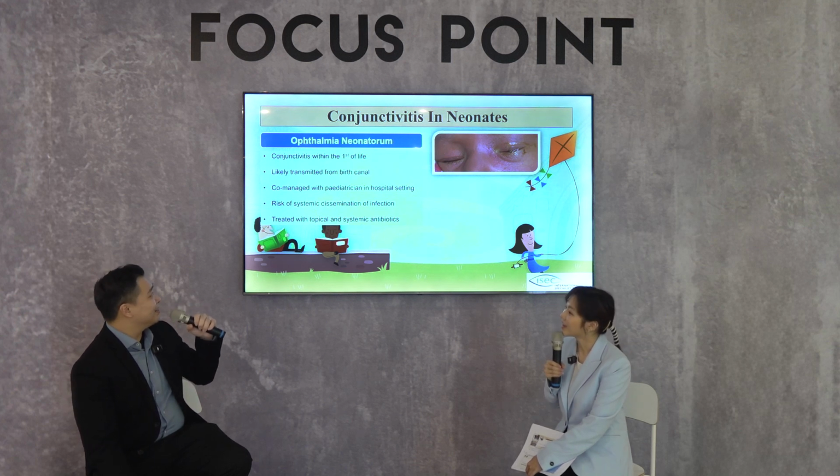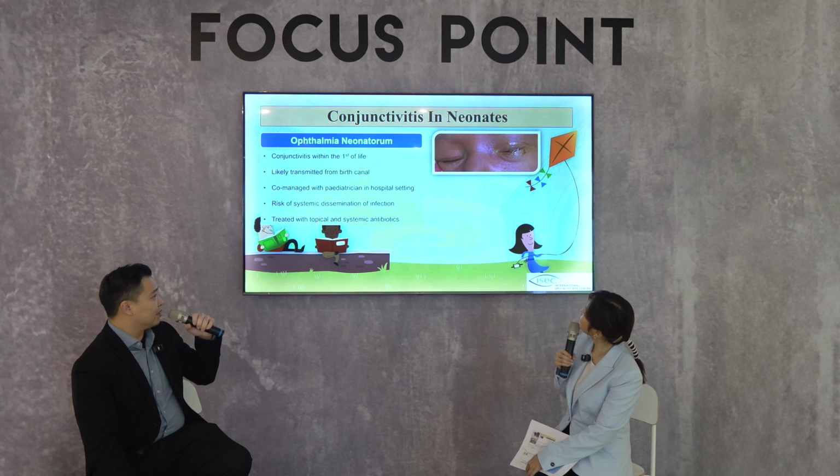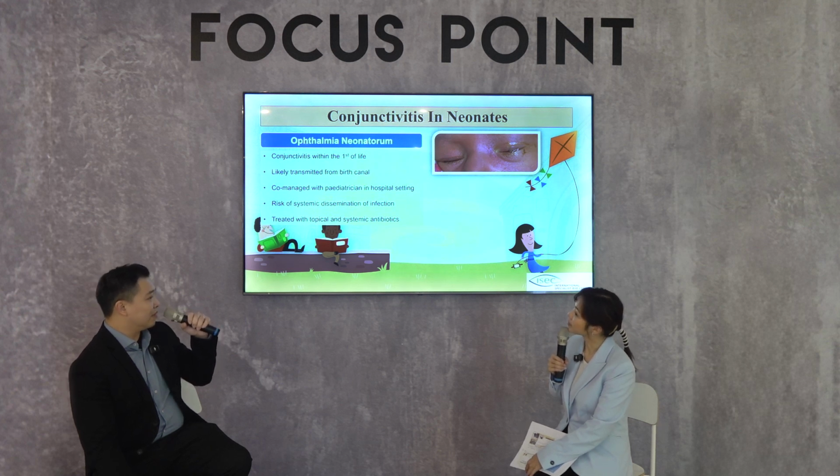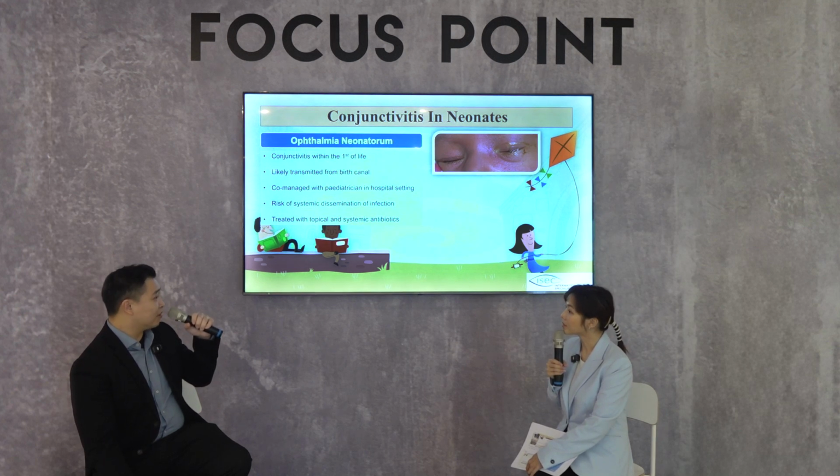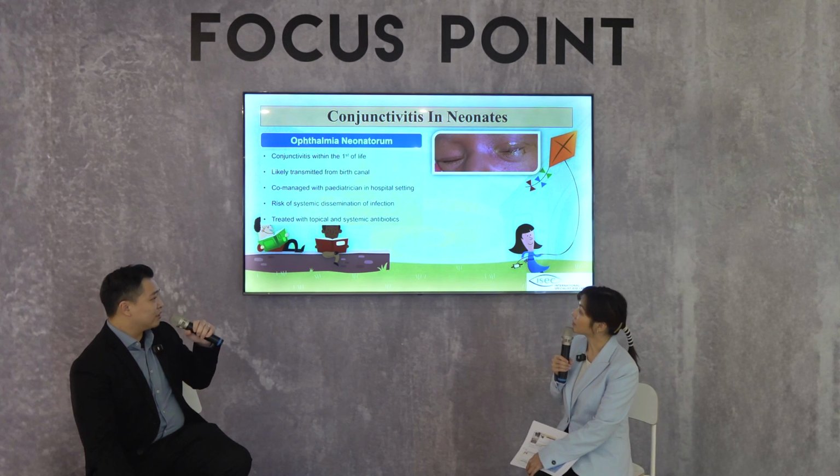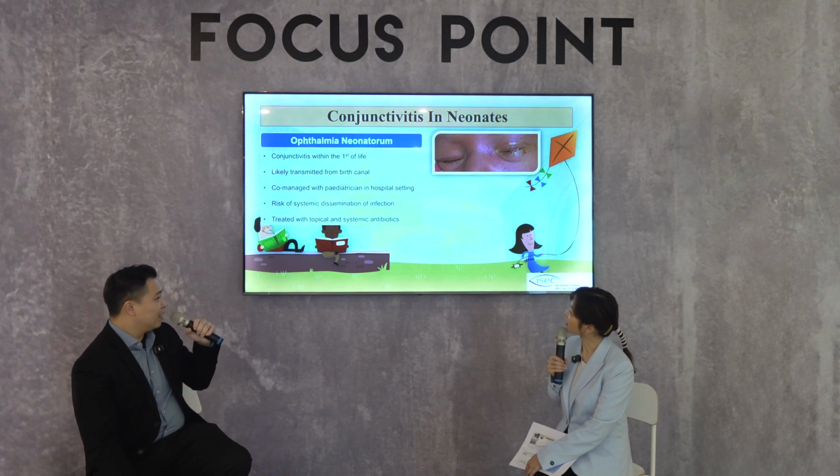So it's important to get your children for an eye checkup if there's any red eye. Conjunctivitis can also affect a baby during their first month of life, and it has a special name, which is known as ophthalmia neonatorum. It is likely that the infection is carried by organisms passed on from the birth canal. This condition has to be managed in a hospital-based setting with a pediatrician because there's a risk of systemic dissemination of the infection because of the immature immune system in the neonate. Normally it's treated with topical and systemic antibiotics.